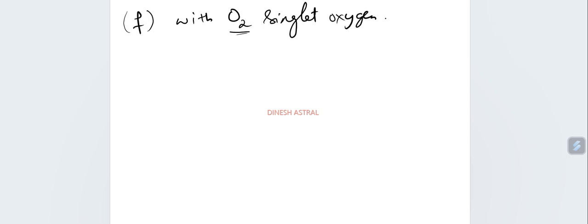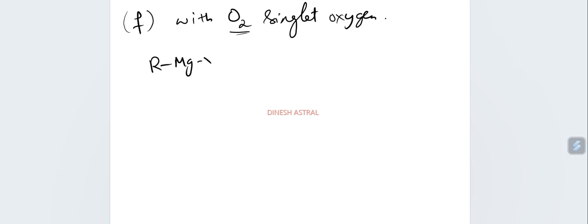Now the next reaction that we will be discussing: here also Grignard reagent will react with a particular compound to give an alcohol. But this time the molecule reacting with Grignard reagent is not a carbonyl compound, it is apart from carbonyl compounds. So the next one is reaction with oxygen. This oxygen is a singlet oxygen.